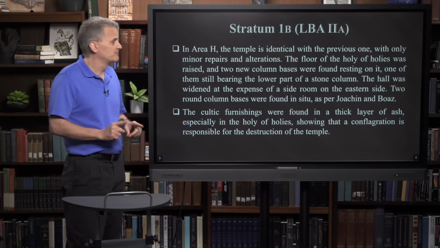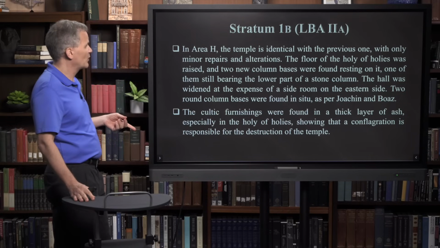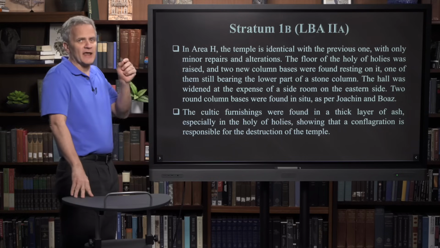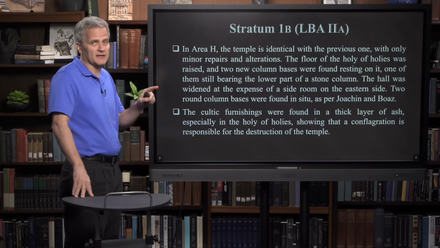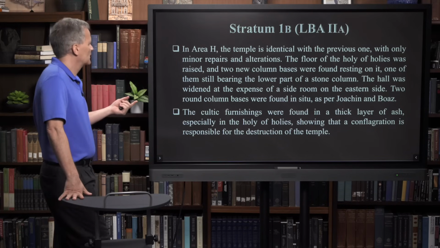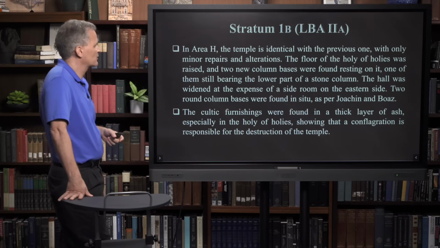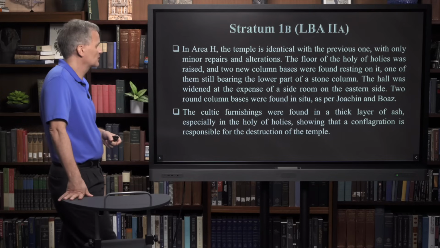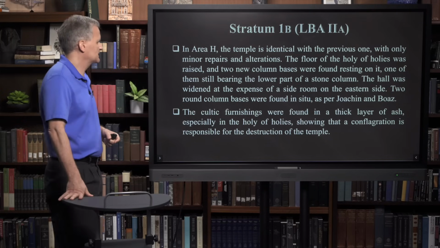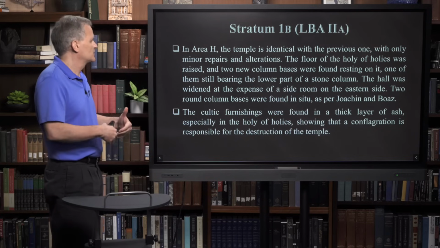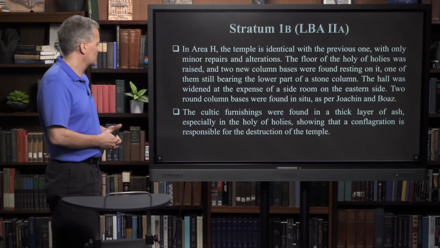In Area H, the temple is identical with the previous one, with only minor repairs and alterations. So there we go, we're back to the Area H temple. It's almost completely identical to the previous one. The floor of the Holy of Holies was raised, and two new column bases were found resting on it, one of them still being the lower part of a stone column. The hall was widened at the expense of a side room on the eastern side. Two round column bases were found in situ, as per Jachin and Boaz with the Solomonic temple.